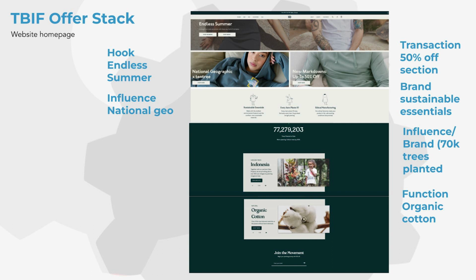And continuing on the website, they got functional attributes on there as well. They're talking about the materials, organic cotton. So the takeaway here is they have this full offer stack. They're including the hook. They have influence attributes on there, the transactional, function, and brand all in one place.